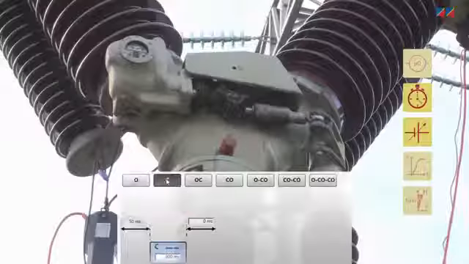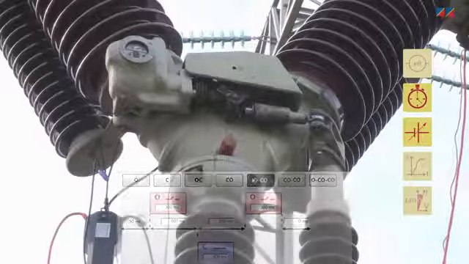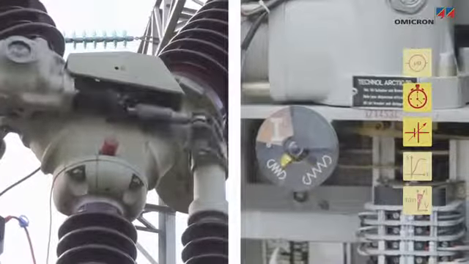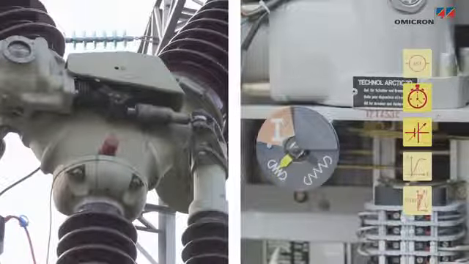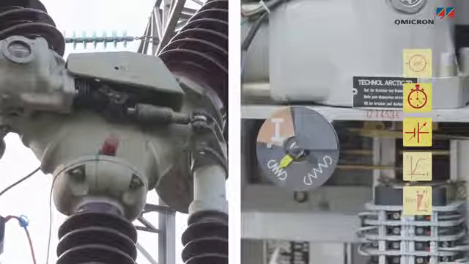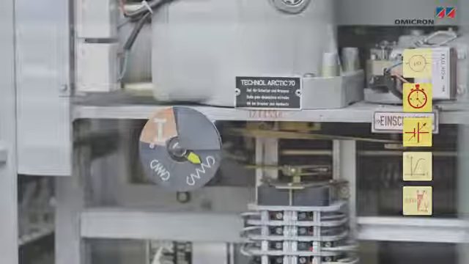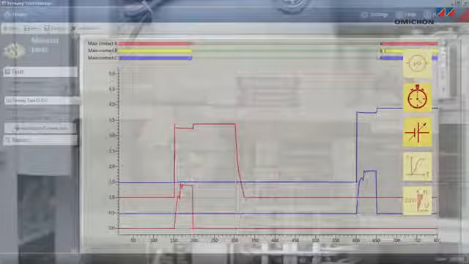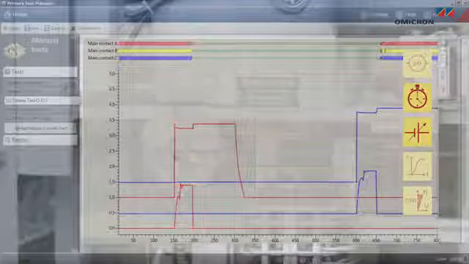An analysis of the opening and closing times of the circuit breaker contacts can validate mechanical performance. Differences between individual contacts and individual phases must fall within defined limits. Comparing these results to factory data or earlier measurements can reveal trends.